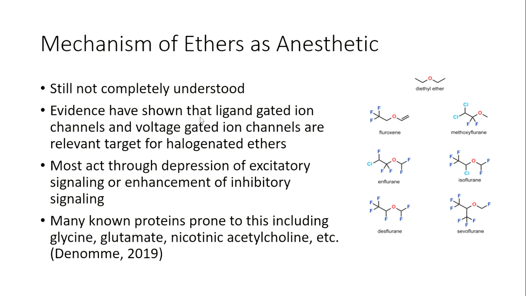Generally, most general anesthetics also act through depression of excitatory signaling or enhancement of inhibitory signaling. This generalization could lead us to many known proteins that could be prone to this, including glycine, glutamate, nicotinic acetylcholine, and many more. On this figure on the right is a list of some of the halogenated ethers that have been used as general anesthetics.